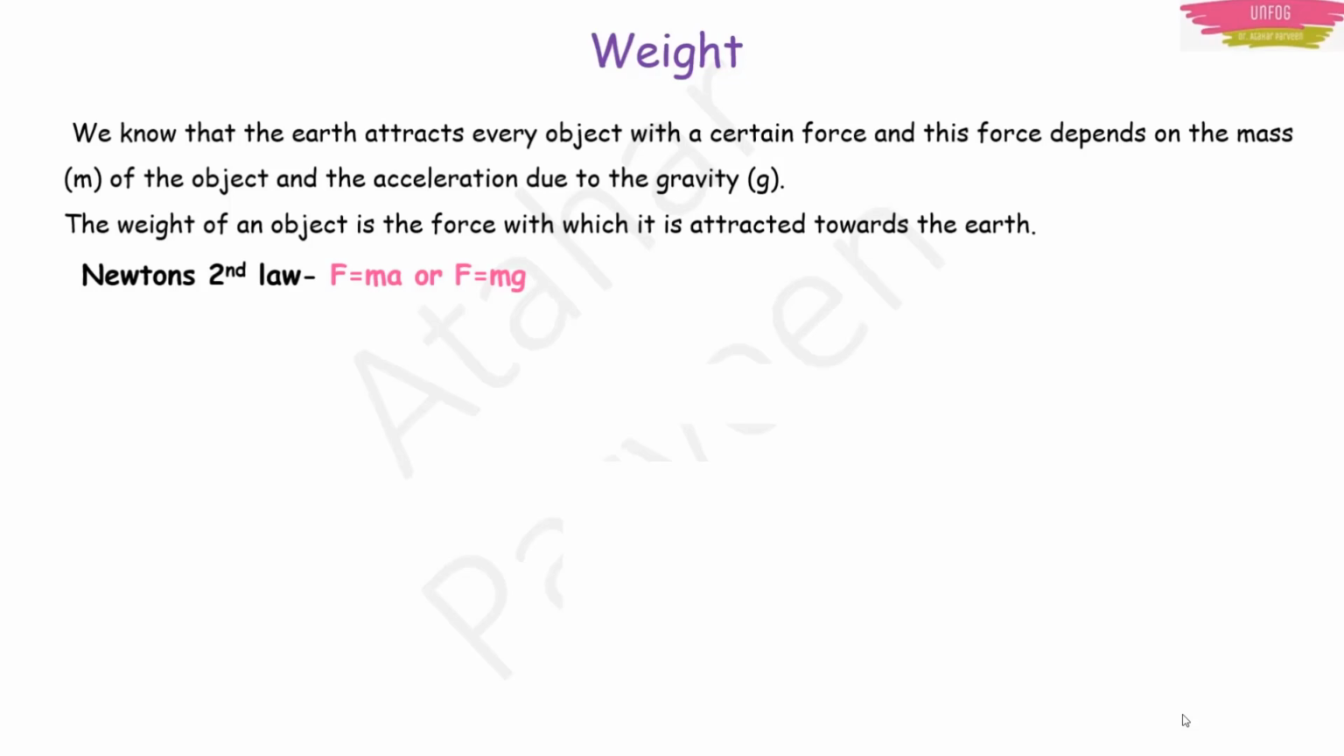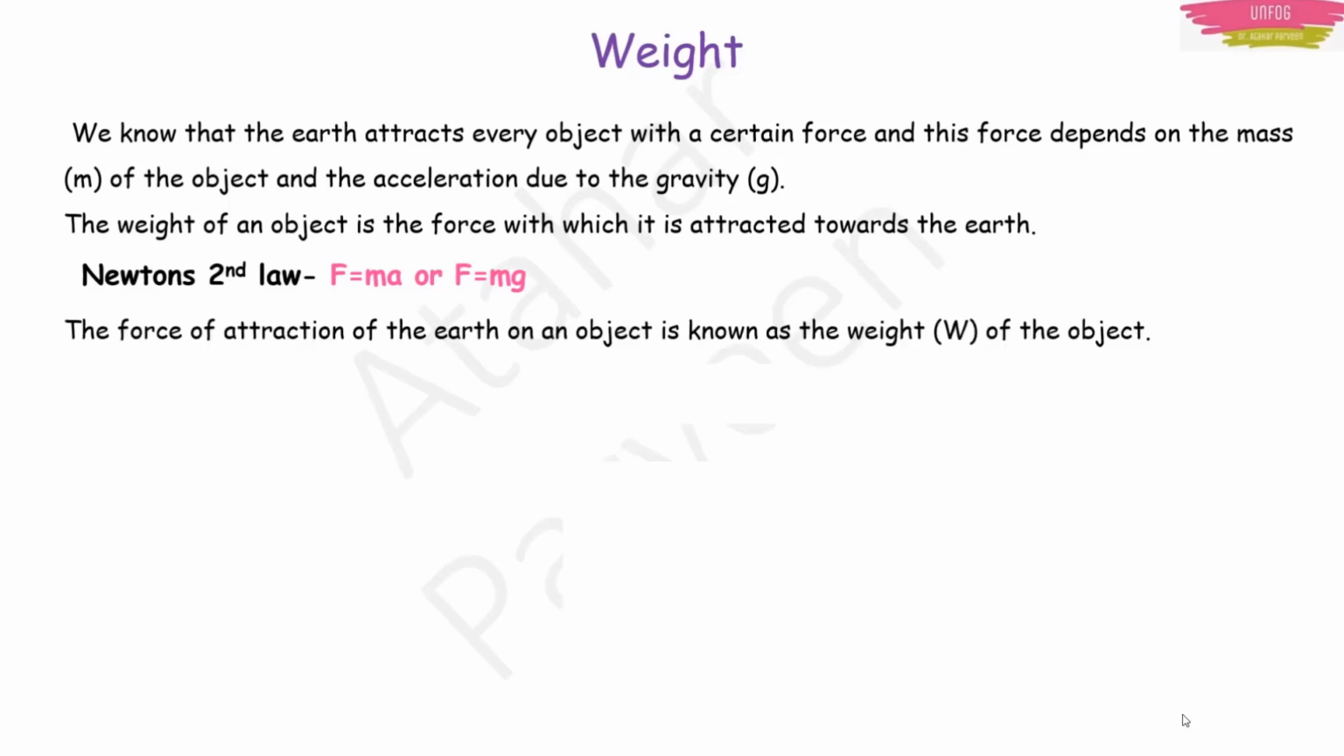Now we know from Newton's second law, F is equal to ma, or if we talk about acceleration due to gravity, F is equal to mg. Now the force of attraction of the earth on an object is known as weight, I told you. Because force is equal to mass into acceleration due to gravity, in place of force I can write weight, because weight is also force, right? So weight is equal to mass into acceleration due to gravity.